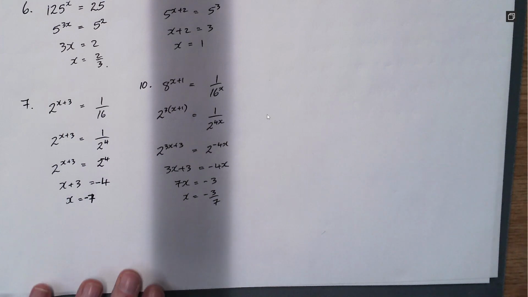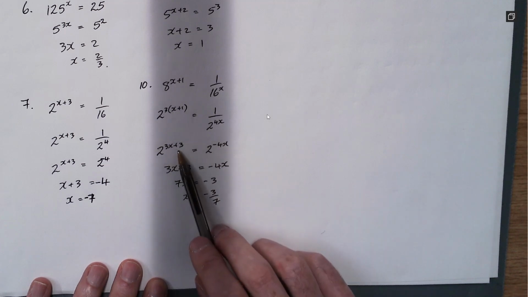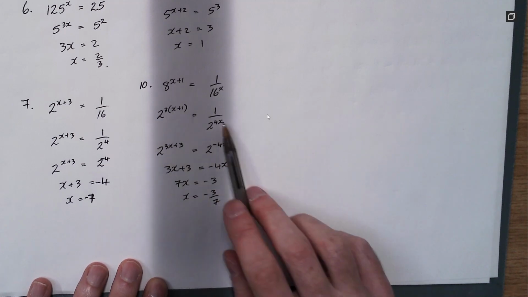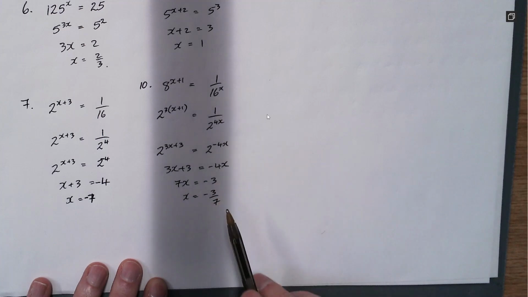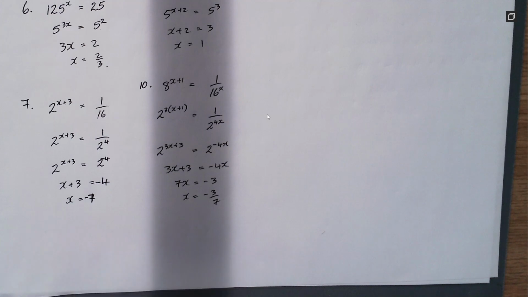But it is just 2 cubed. It is the powers in brackets. So 2 to the 3 for x plus 1, then 3x plus 3. And then to the 4x, so minus 4x. And then to that in the powers.